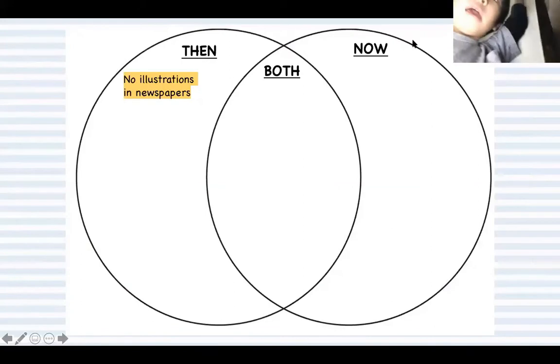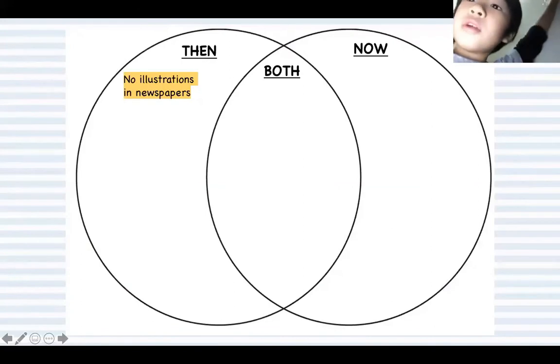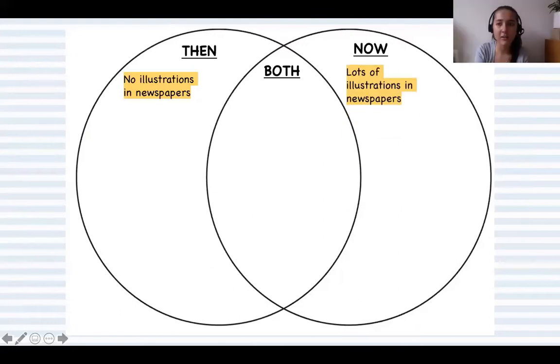Now there are illustrations in newspaper. Good job. Now, there are lots of illustrations in our newspapers. Good job. What about in the middle? What could we talk about for both?